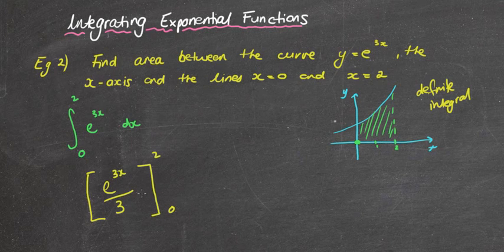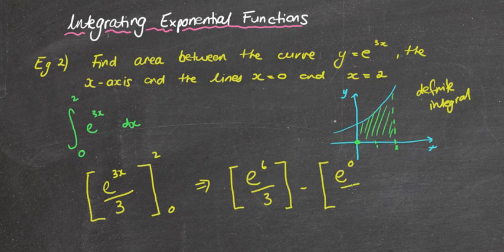Now remember, we don't have to put the plus c there because the plus c, when I do my subtraction, the c's will cancel out. Okay, so now we can actually substitute. So we're going to have e to the power of 3 times 2 is 6 over 3 minus e to the power of 3 times 0 is 0 over 3. Now, if you recognize that, it's not going to be 0, is it? That's interesting. So that's good.